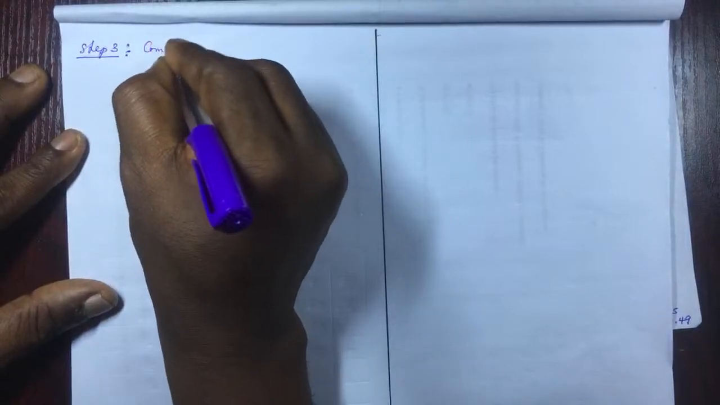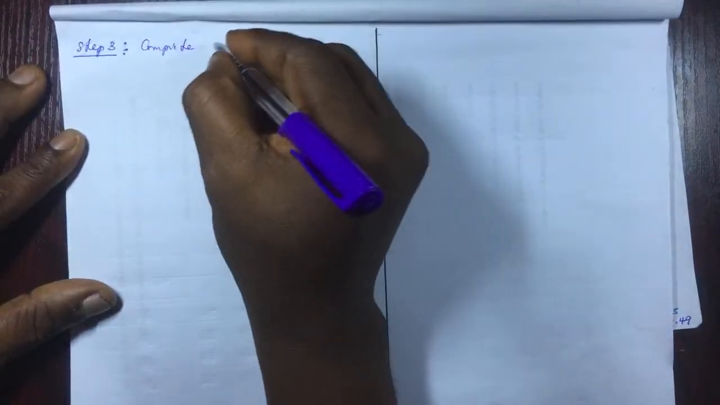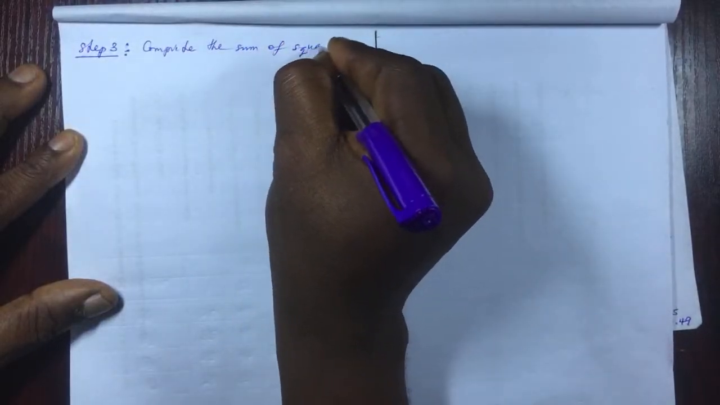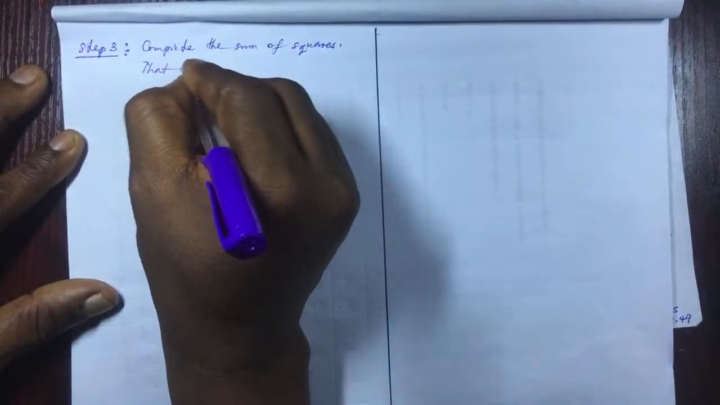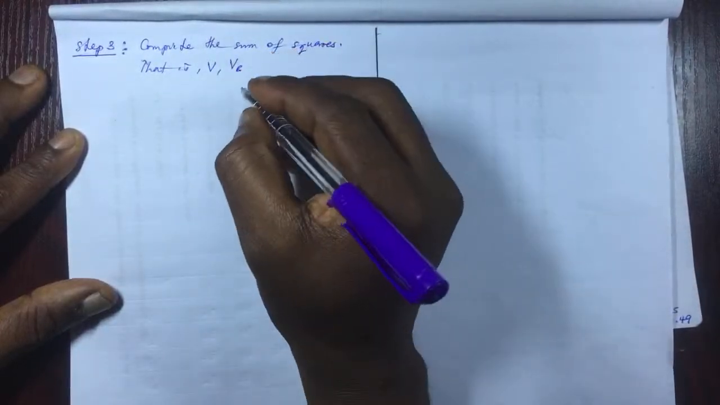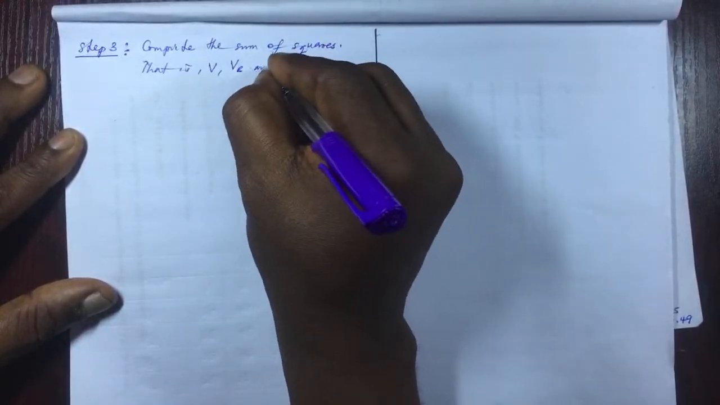Now for step 3, we compute the sum of squares. Okay, compute the sum of squares. That is, what are we computing? We are computing V, VB, and VW. So that's what we are computing.